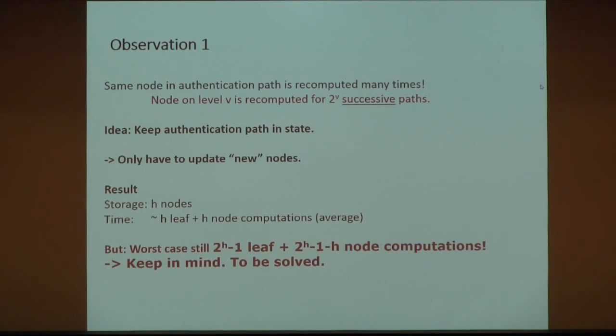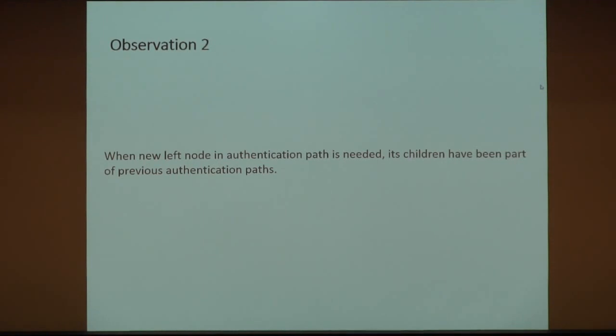So that's quite nice. The problem is our worst case is still these 2 to the H minus 1 leaf and some node computations. And the reason is when we switch from the left half of the tree to the right half of the tree, we actually get a change in every position of the authentication path. So it's nice to have this on average, but if you have a key pair where some signatures take 15 minutes, some take a millisecond, and then you get again one which takes 7 minutes, that's kind of like a game of luck, and you never know how long it will take, so that's not really nice.